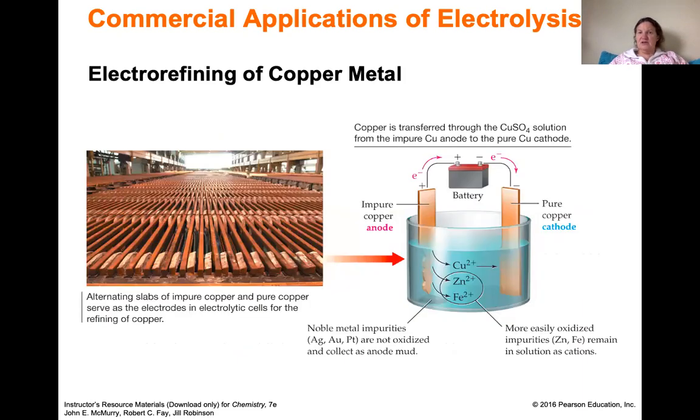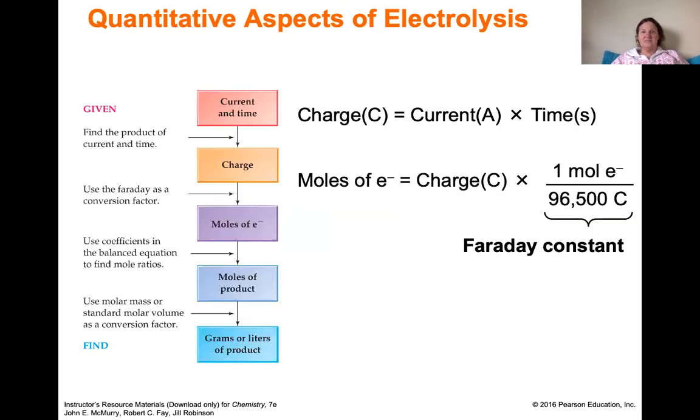This one shows you how you can purify copper. So same exact thing. You take pure copper on one side, impure on the other, and you force a redox reaction so that the copper leaves this side and goes to this side. And when that happens, it goes to the pure side and you can purify your copper. So that's electrolysis.